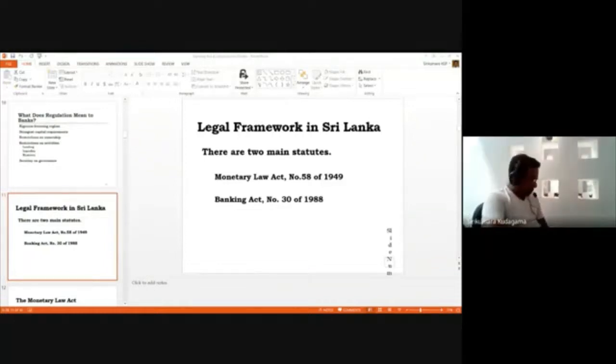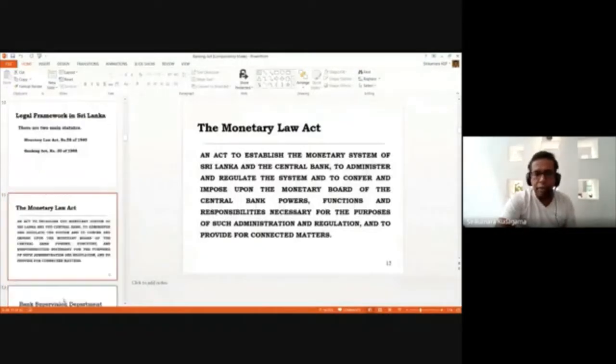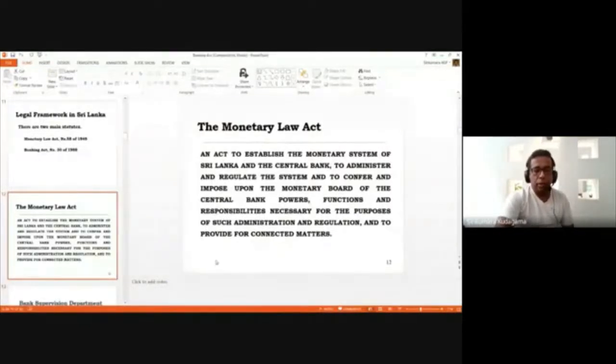Hello. In doing so, the central bank in Sri Lanka is basically using two statutes. One is the Monetary Law Act number 58 of 1949, and the other one is the Banking Act. I want to go into the Banking Act, but I wanted to give a lengthy introduction, and then go into the Monetary Law Act as well, to explain certain things, and then go into the Banking Act. The discussion on the Monetary Law Act will be very limited.